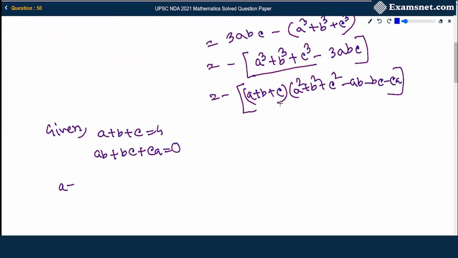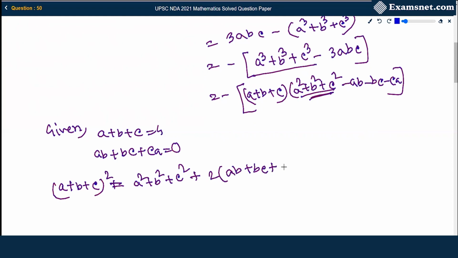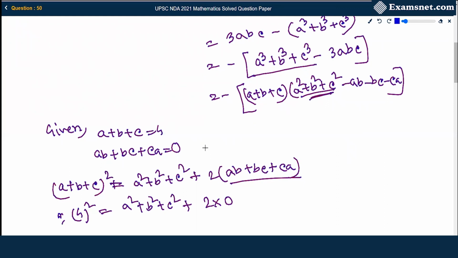Okay, we already know the A plus B plus C value. We are going to find the value of this part, A square plus B square plus C square, correct? Let me write it first. A plus B plus C whole square equals A square plus B square plus C square plus 2 of AB plus BC plus CA, right? Let's put the value of A plus B plus C, 4 whole square equals A square plus B square plus C square plus 2 times this portion, which will give us the value 0 as it's already given.